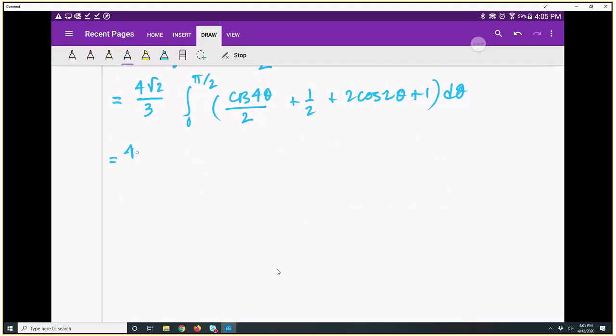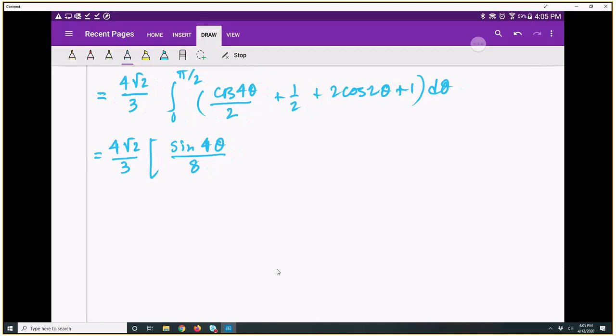So I keep the 4 square root of 2 over 3 outside. Integration of cosine 4 theta is sine 4 theta over 4. So I get sine of 4 theta over 8 because I had a 2 already outside. And then 1/2 is going to give me 1/2 plus 1, so 3/2. So these two you add, they're like terms. So you will get 3/2 theta plus, you have 2 cosine 2 theta. If you integrate, you get 2 sine 2 theta over 2. And you are going to put the limits 0 to pi over 2.